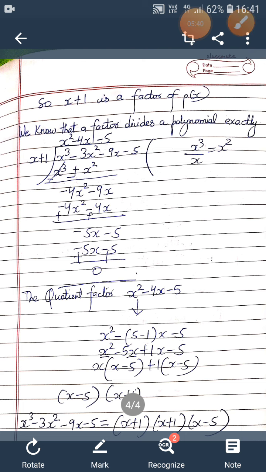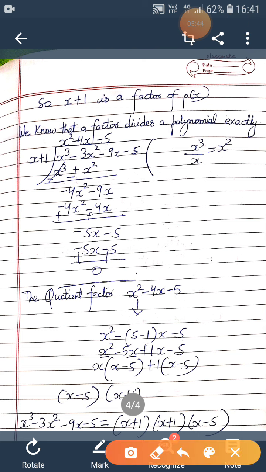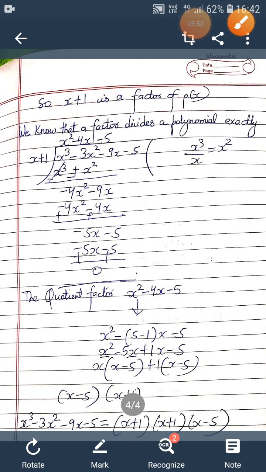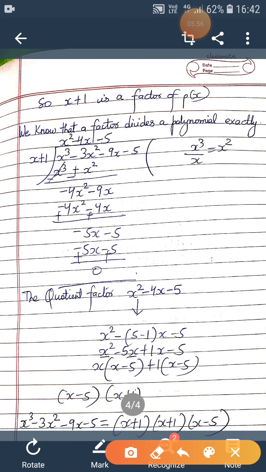Now because x plus 1 is a factor, it will divide the polynomial exactly. That means the other factor we will get will be the quotient factor. So let us divide the polynomial by x plus 1. And what is the method of division? We first divide the first term of the dividend with the first term of the divisor, that is x cubed by x. It gives us x square.